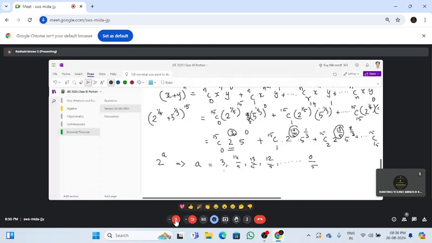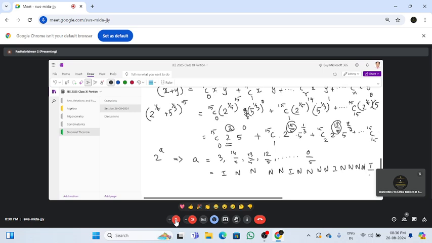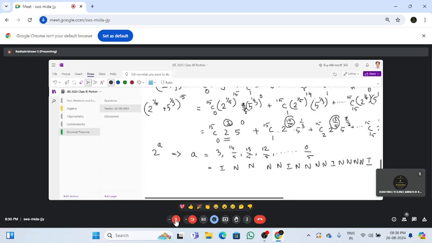So the first term is an integer. Next is not an integer. Next is not an integer. Next is not an integer. Then 11 by 5 is not an integer. Then 10 by 5 will be an integer. So there are 4 non-integer terms and then 1 integer term. Again 4 non-integer terms, and the last term is an integer. This is how the A terms come out.